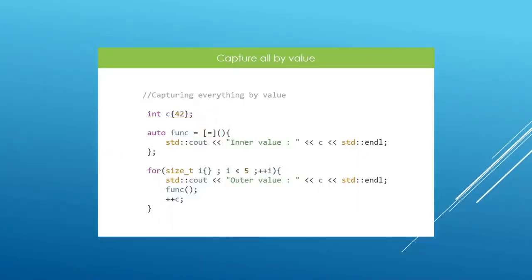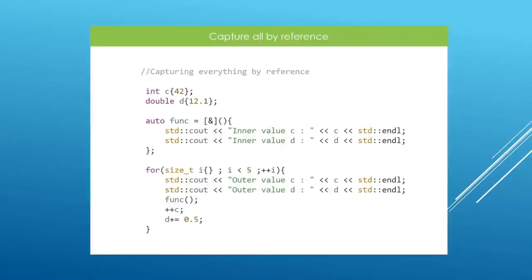If you don't want to capture all by value, you can capture all by reference. And again, the syntax is really simple. All you have to do is put an ampersand symbol inside your capture list. The moment you do this, you're going to have access to everything outside the context of your lambda function, but that's going to be by reference.